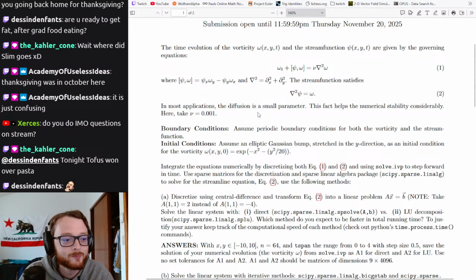Tofu won over pasta. Tofu is great. I love tofu. You have to make it right.